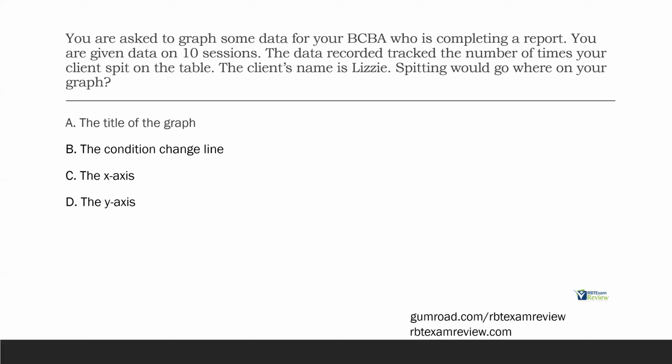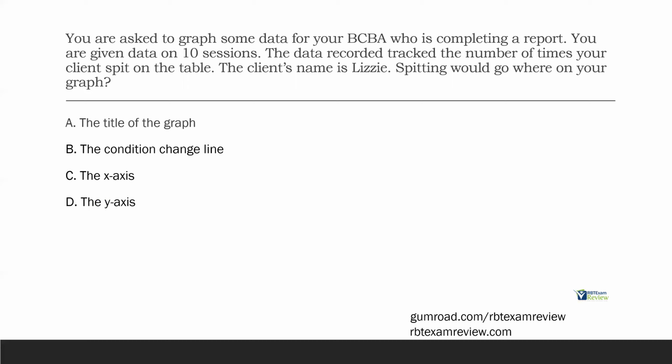So if you happen to work at a place that does not use electronic data collection and you're still using paper and pencil, you might have to graph some data. That's the kind of funny thing about the RBT exam now: a lot of places are now electronic, so we don't have to worry about graphing, but some places still do. And if you're one of those places, you need to know this. So what's going on in this question? Well, we're looking at a BCBA who needs you to graph data on spitting.